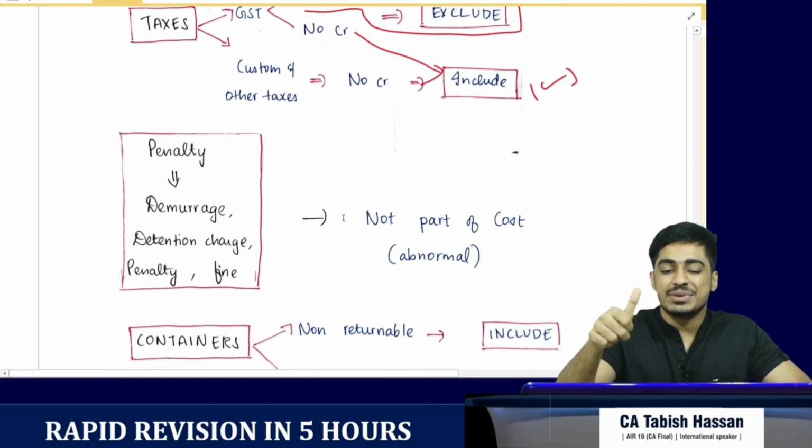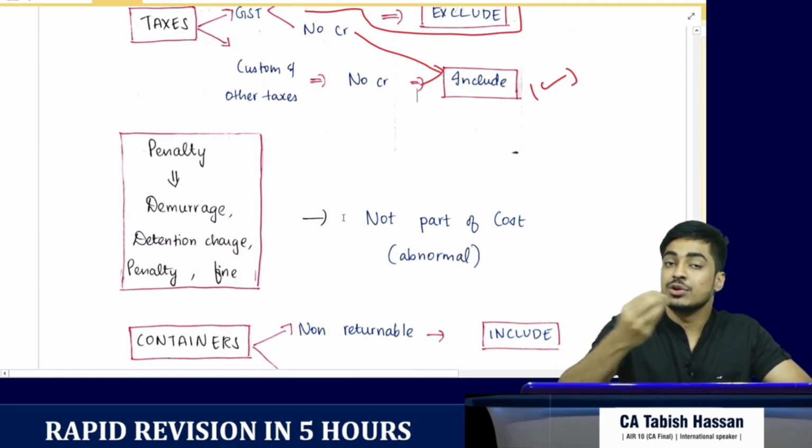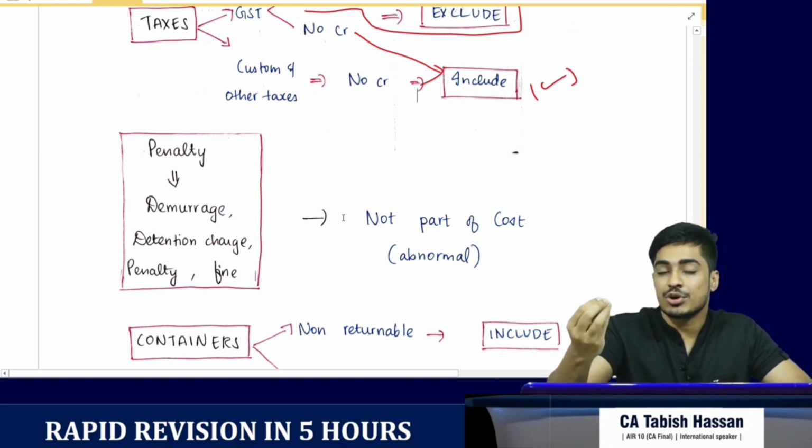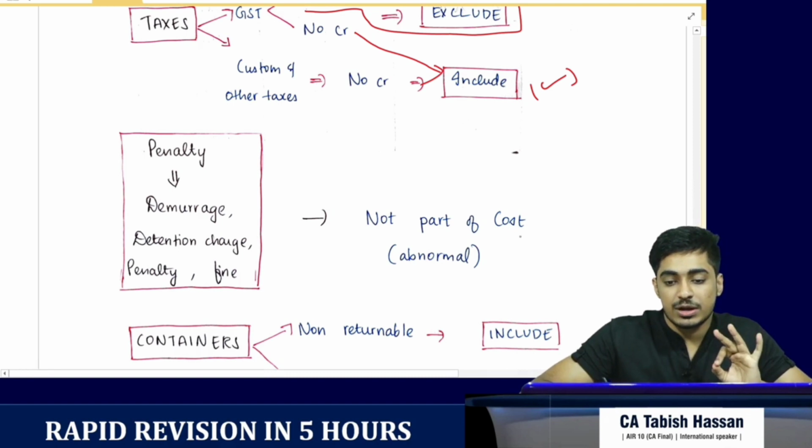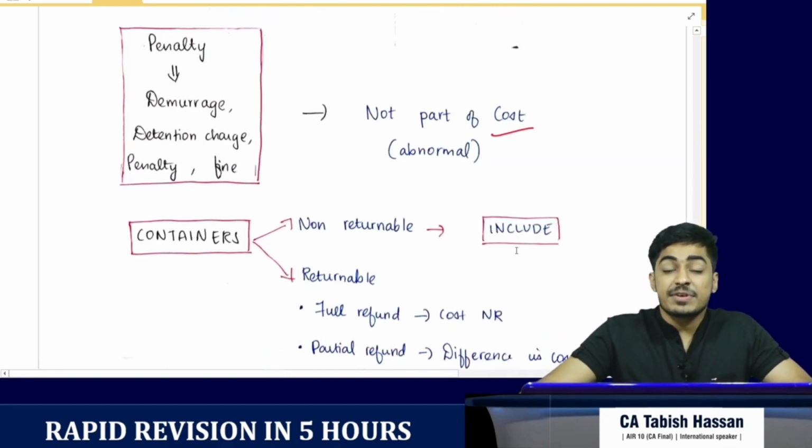Now we have penalties. So they can call it demurrage, detention charges, penalty, fines, etc. All these are abnormal items. They don't happen normally, and they could be avoided. So they would not form a part of cost. Clear? Then we have containers.